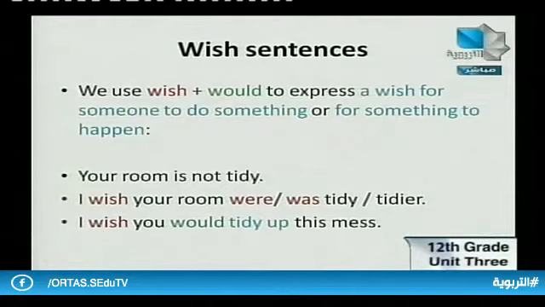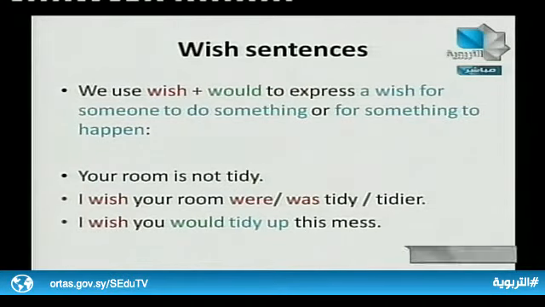Always use unreal past after wish. Thank you very much. Okay, let's continue. There must be another reason. Sometimes we use wish plus would to express a wish for someone to do something or for something to happen, which means that something I don't like and I want it to change.